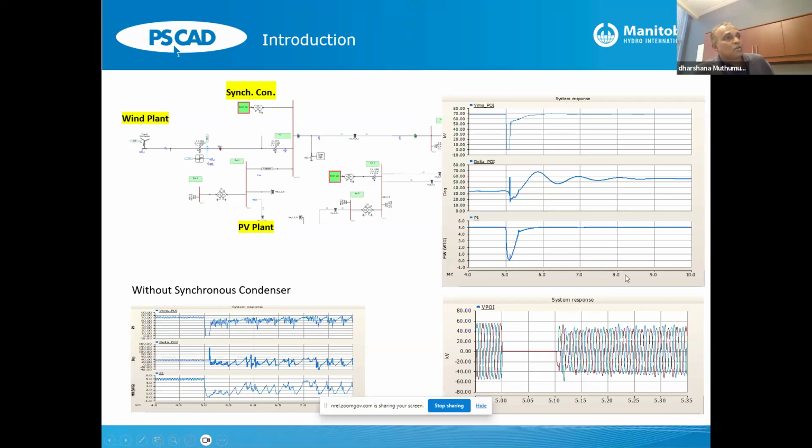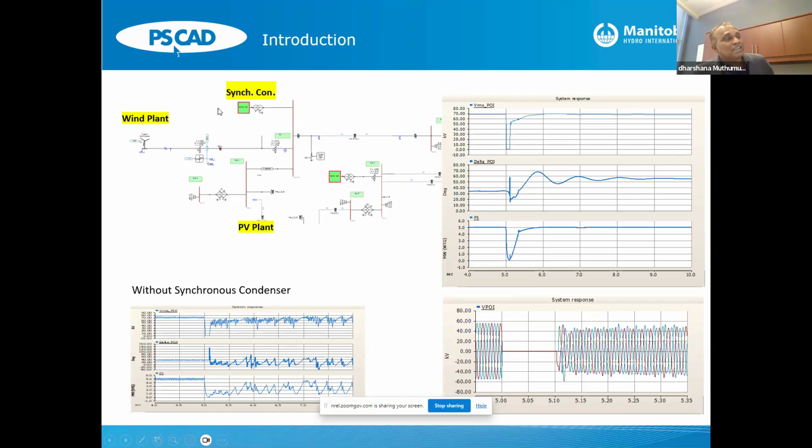Okay. When I added the synchronous condenser in this simulation, the response was stable after the fault. Okay, so I want to focus specifically on this second graph here, the bus voltage angle. So the angle in this example has jumped from about 35 degrees to about 60 degrees, right? That's the magnitude of the angle change.